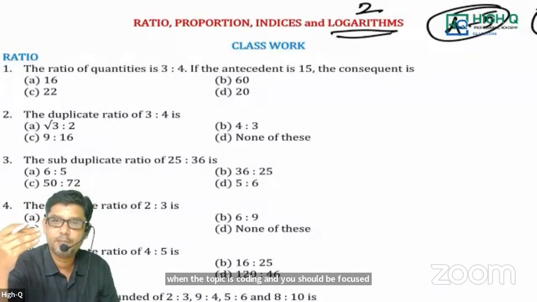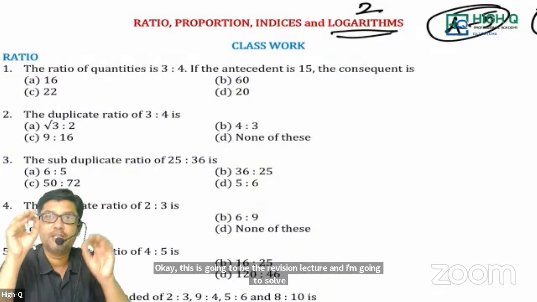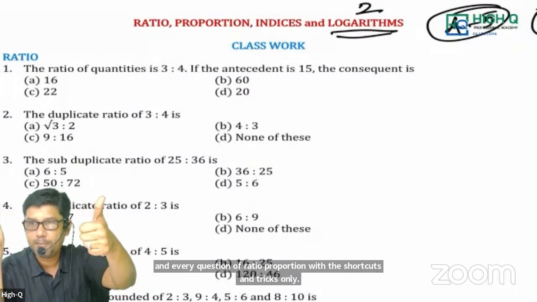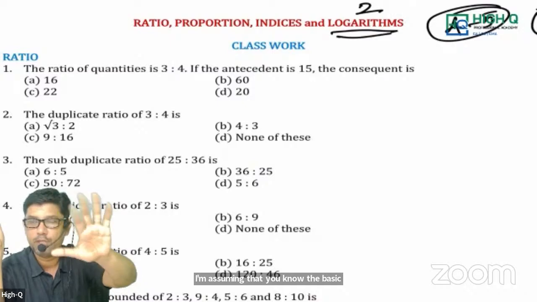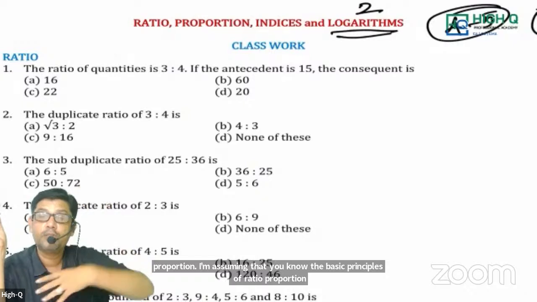This is going to be a revision lecture, and I'm going to solve each and every question of ratio and proportion with shortcuts and tricks only. I'm assuming that you know the basic principles of ratio and proportion, indices, basic rules and all. I'm going to assume accordingly.